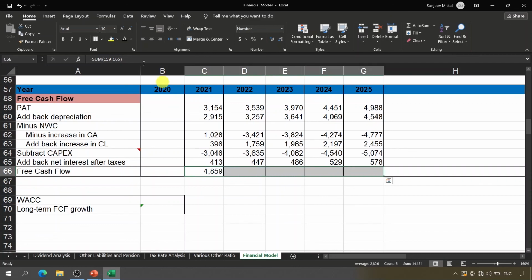Similarly, we shall copy paste these numbers to all the years, and we shall get our free cash flow for the firm for all the 5 projected years, as you can see from here. Once we have done that, we will go and try to value our firm and try to find out intrinsic value in our later sections.